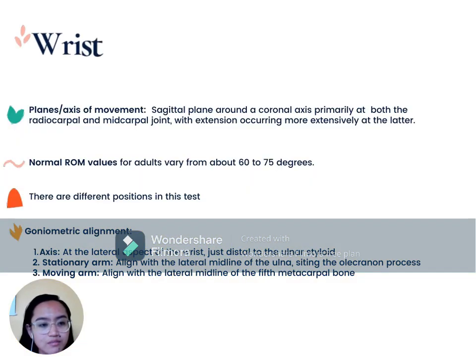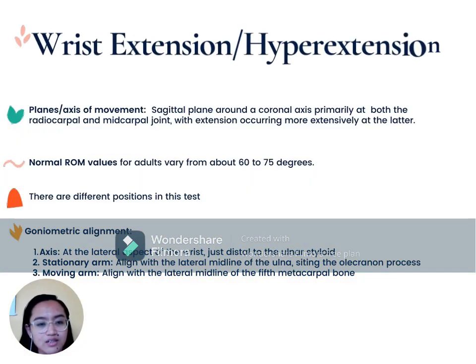Okay, so next we have the wrist extension or hyperextension. Motion here is on the sagittal plane around a coronal axis, primarily at both the radiocarpal and midcarpal joints, with extension occurring more extensively at the radiocarpal joint. The normal value for adults varies from about 60 to 75 degrees. And then again, there are two different positions in this test.